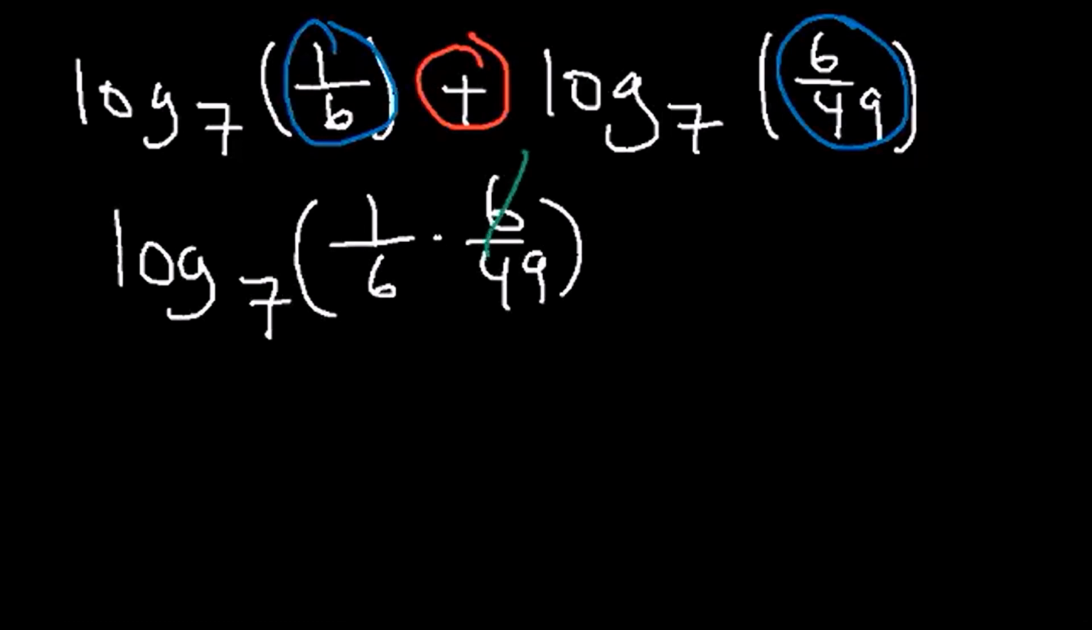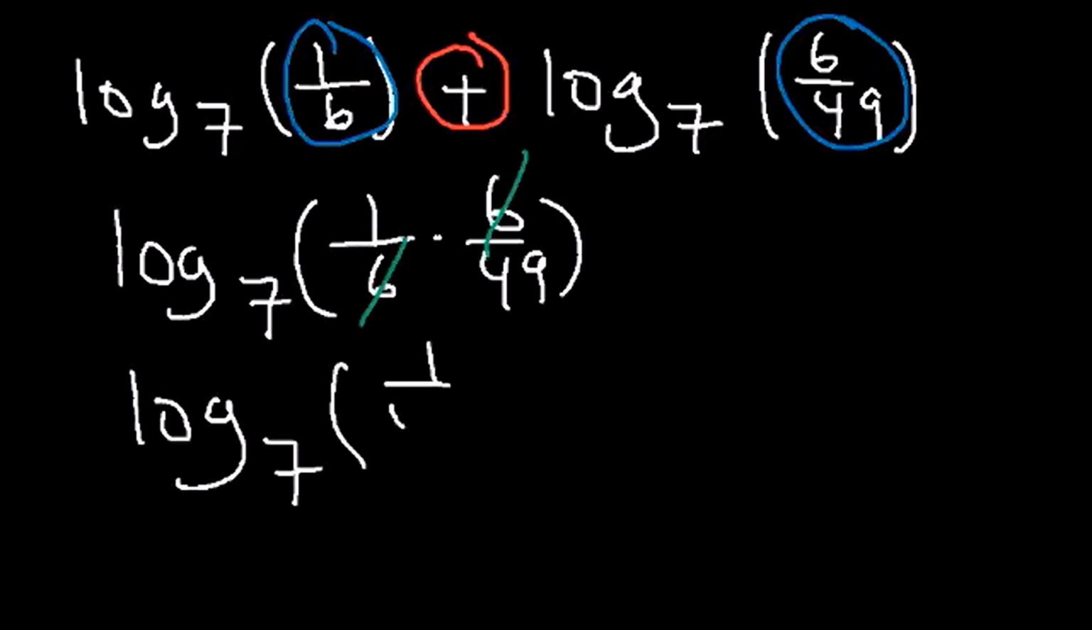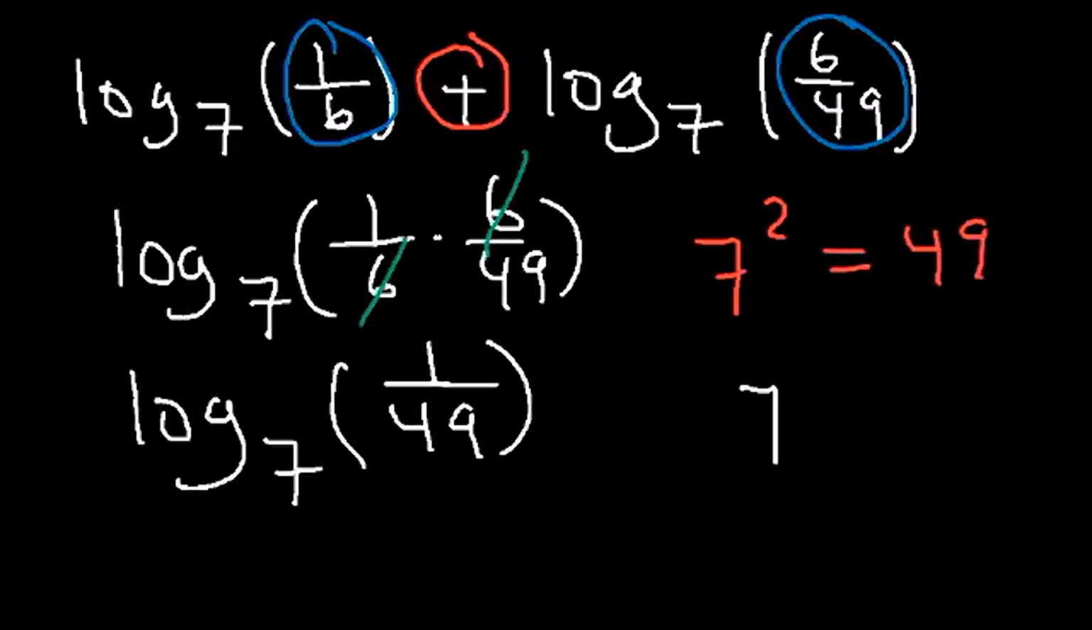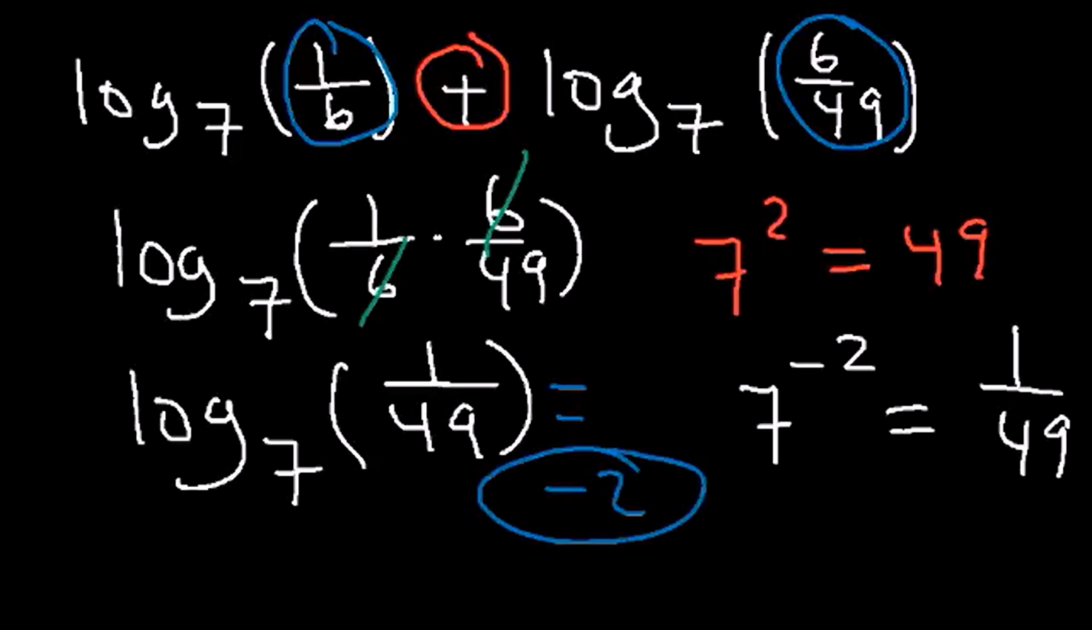Notice that the 6's cancel. And so what we have left over is log base 7 of 1 over 49. So we know that 7 squared is 49. Therefore 7 to the negative 2 power is 1 over 49. Therefore this expression is equal to negative 2. So that's the answer.